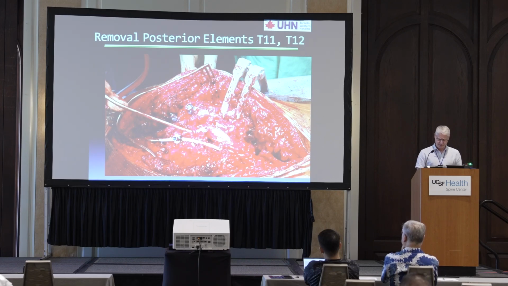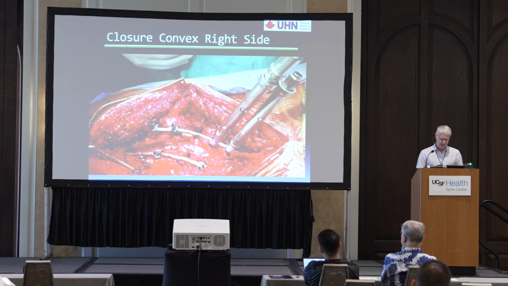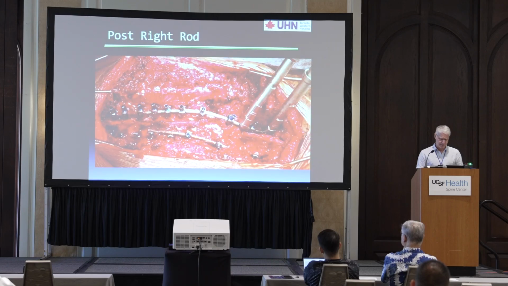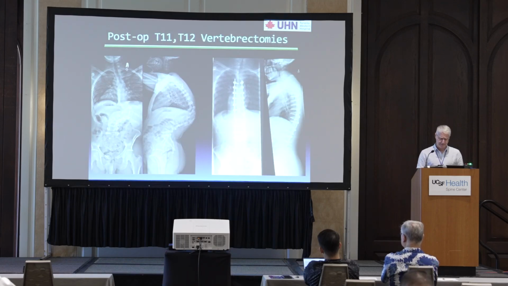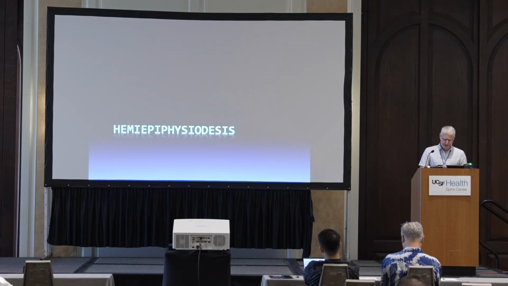We took out 11, then we took out 12, saved the nerve roots, temporary rod, closure on the convex side, compression, distraction, finish, and you can see we had a nice result for a very complicated deformity. Just because there was a deformity globally, but it wasn't as structural, so some Smith-Petersen osteotomies through taking care of the apex and loosening up the rest, we got a really nice correction for this patient.